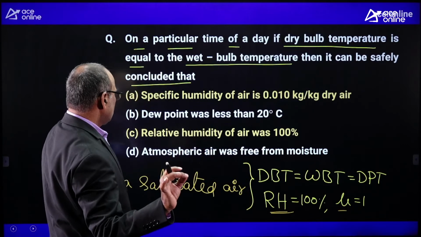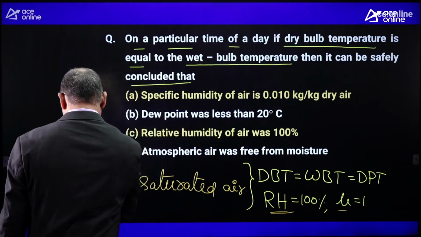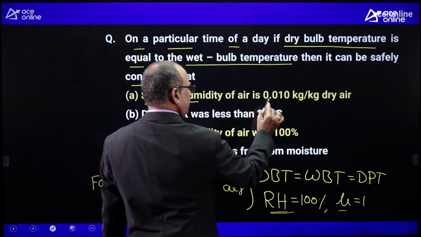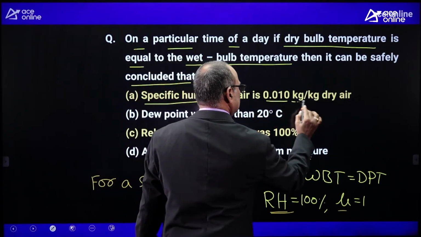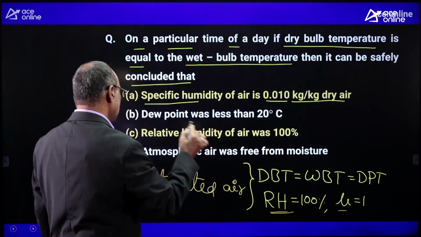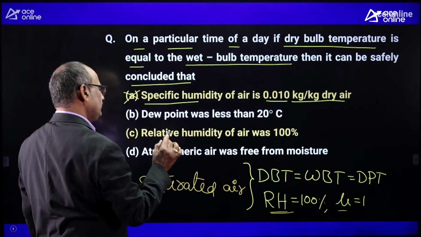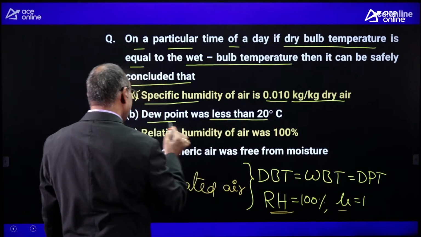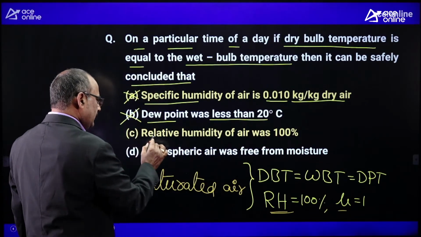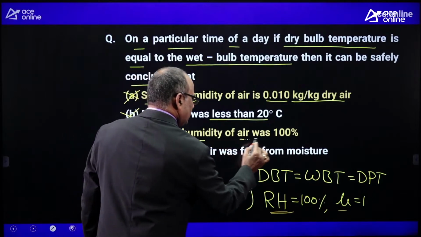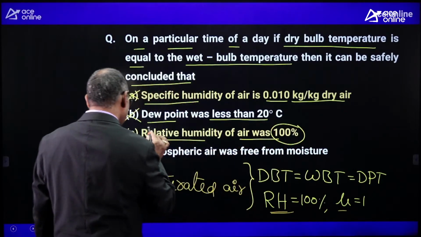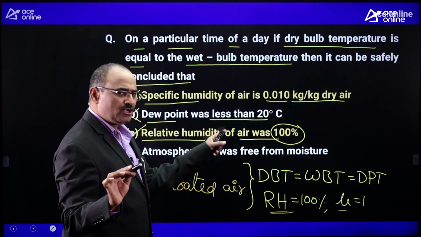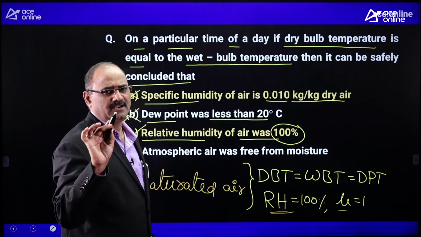Now look at the options. Option A, specific humidity of the air is 0.01 kg per kg of dry air. No. B, dew point temperature was less than 20 degrees centigrade. You cannot say. Relative humidity of the air was 100%. Absolutely correct. For saturated air, relative humidity is 100%.